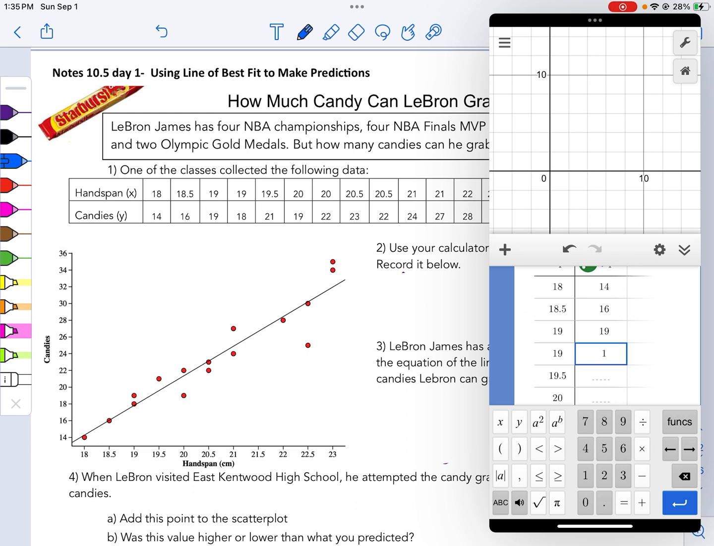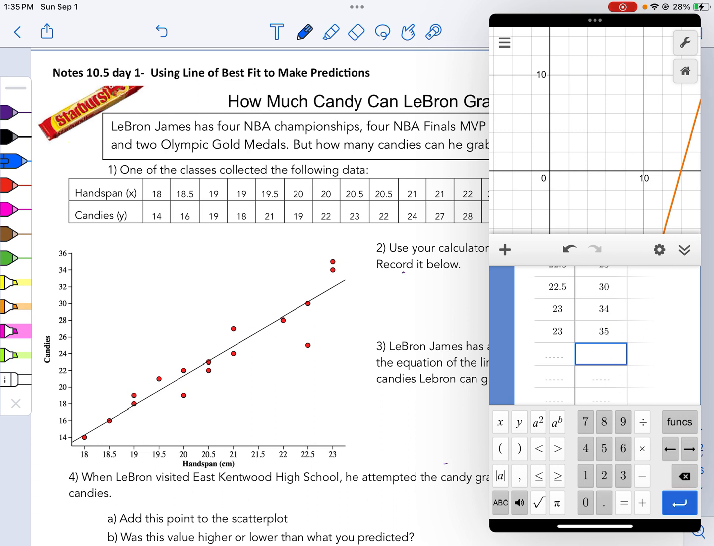And then I've got an 18. Then I've got a 21 and a 19, a 22, a 23, another 22, 24, 27, 28, and then I've got 25, 30, 34, and 35.